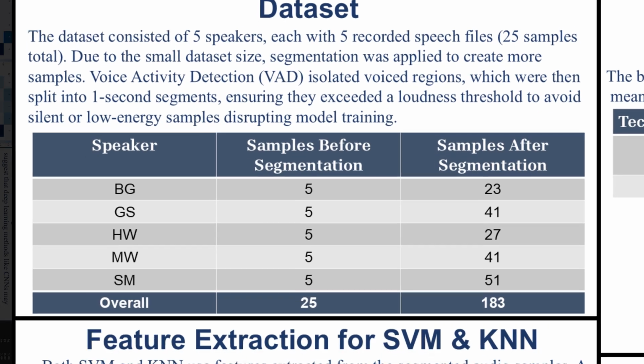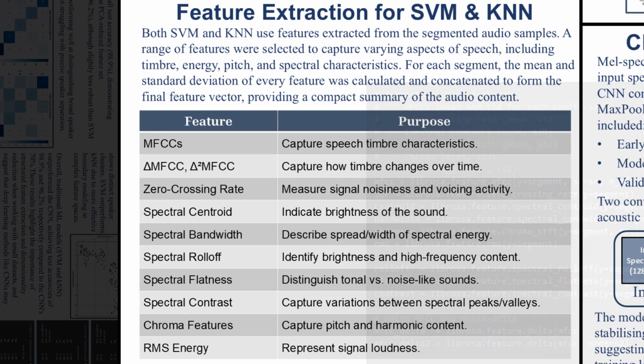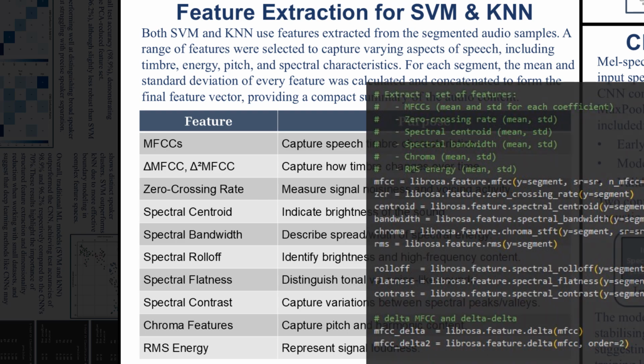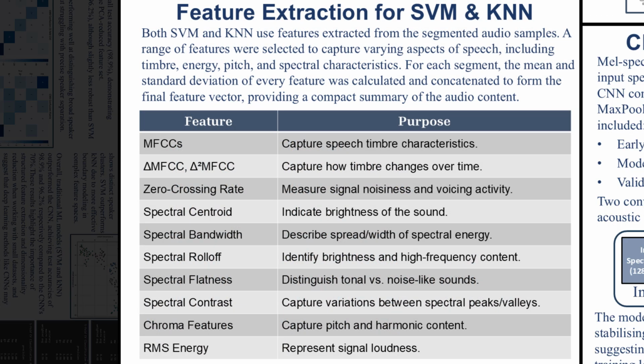For traditional machine learning models, I extracted a wide range of features using Librosa. These included MFCCs, delta features, spectral centroid, bandwidth, roll-off, contrast, flatness, zero crossing rate, chroma, and RMS energy. For each segment, I included the mean and standard deviation of each feature, resulting in 128-dimensional feature vectors.